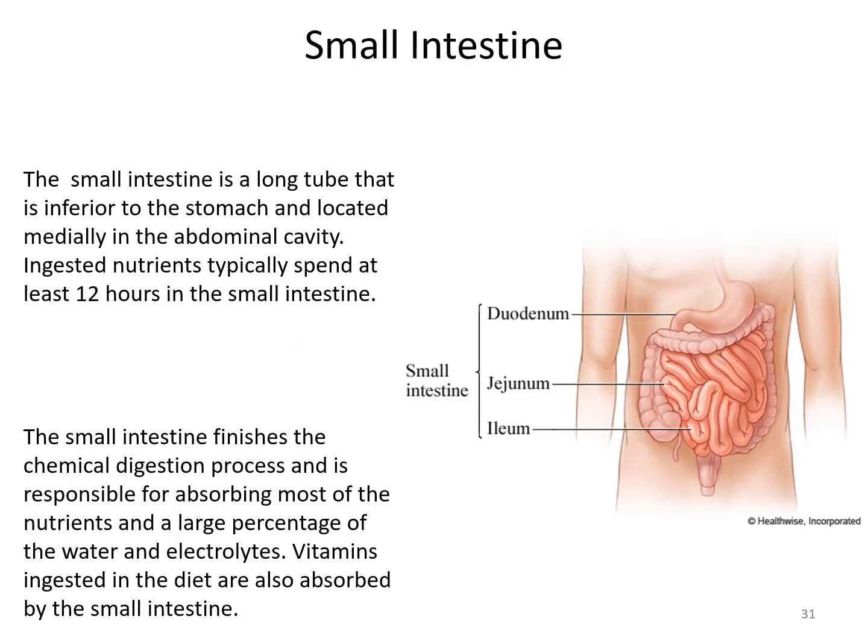So let's look at the small intestine. It's essentially a long tube. It's inferior to the stomach and located medially in the abdominal cavity. Ingested nutrients are going to spend about 12 hours in the small intestine. This is where we're going to finish the job of chemical digestion, and this is where the majority of the nutrients are going to end up being absorbed, and a large percentage of the water and electrolytes are going to get absorbed in the small intestine as well. Any vitamins that got ingested with the diet are also going to be absorbed as it goes through the small intestine.